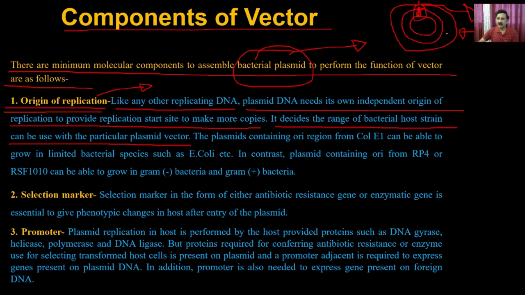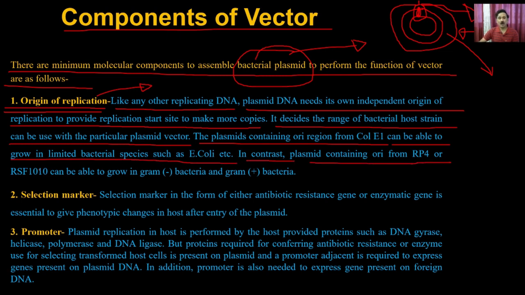And within bacteria, it may also be restricted to gram positive versus gram negative. For example, a plasmid containing the origin of replication from ColE1 can grow in limited bacterial species such as E. coli. In contrast, a plasmid containing the origin of replication from RP4 or RSF1010 can grow in gram negative as well as gram positive bacteria.